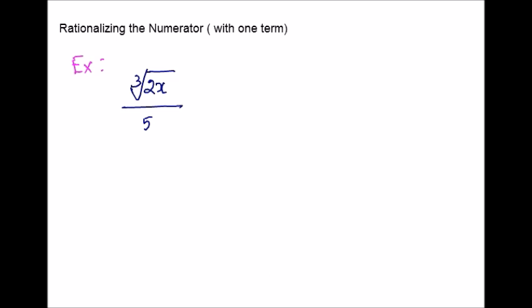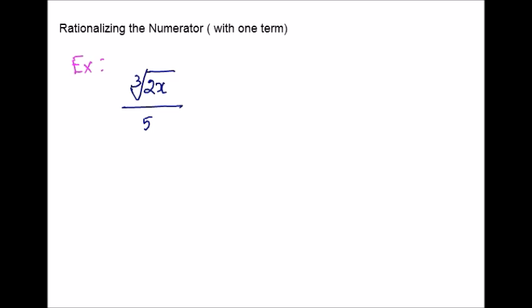This is our next example. Let me show you how to rationalize this numerator here. As usual, we have to start by multiplying the numerator and denominator by a radical, so that we get rid of the radical in the numerator. Please look at this question. We have a cube root in the numerator, so we need to multiply by the cube root of an expression so that it gives us a perfect cube under the radical in the numerator. To get a perfect cube, we can multiply both numerator and denominator by the cube root of 4x squared.